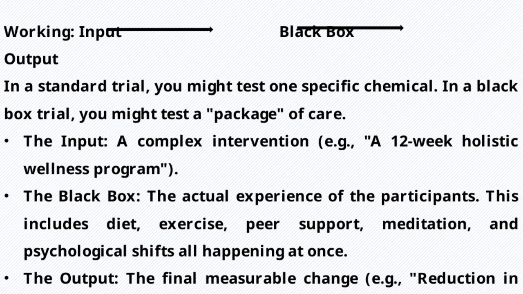Finally, the output is what we can measure at the end. For example, we might look at a reduction in blood pressure or other health indicators. The key idea here is that while we can measure the outcome, understanding exactly how all these components interact inside the black box can be challenging. Overall, this approach helps us see the bigger picture of complex interventions, where multiple factors influence the results, and it pushes us to think more holistically about what leads to change.